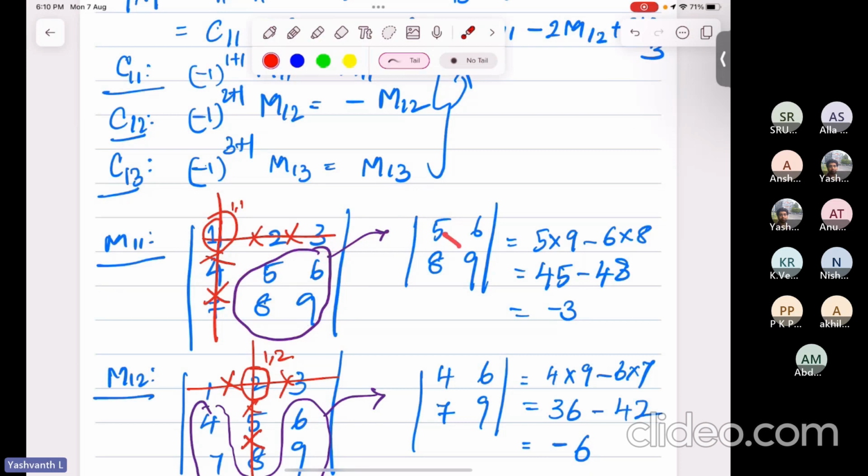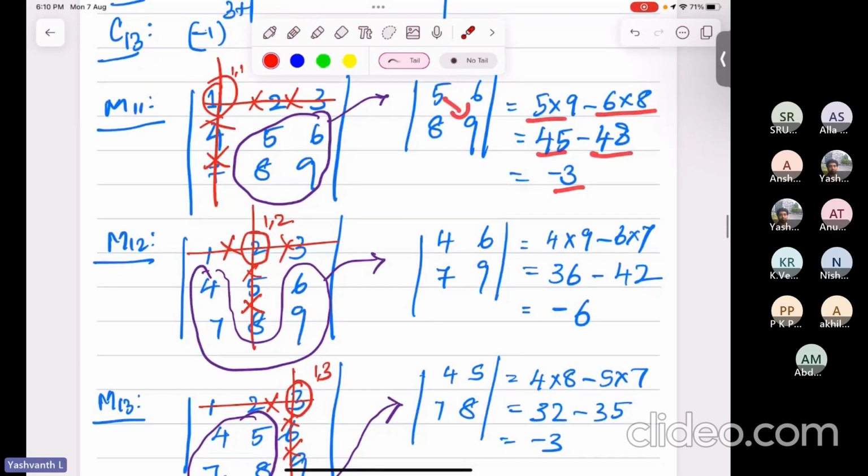If you do the determinant 5 times 9 minus 6 times 8, which is 45 minus 48, equal to minus 3. Similarly, M12 is obtained by deleting the first row and the second column. So the remaining is 4, 6, 7, 9. You should write them in the same order as shown here. Expanding it: 4 times 9 minus 6 times 7 equals minus 6.